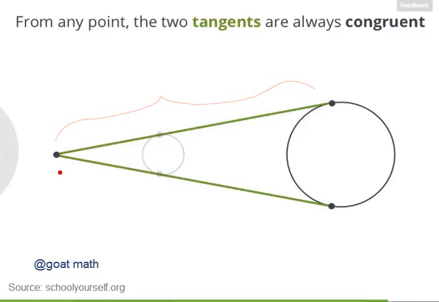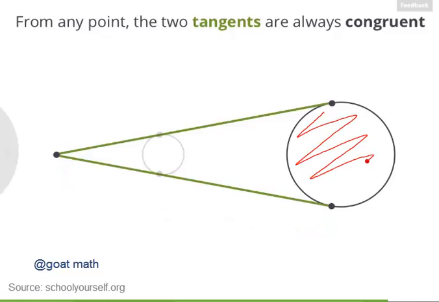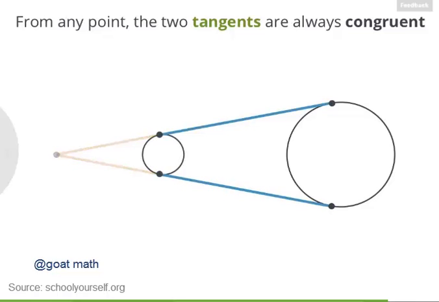And if we look at these longer segments, they're both tangents from this point to the larger circle, so they must also have the same length. And that means these 2 segments must have the same length, since they're both equal to the long tangent minus the short tangent. There are plenty of facts you can prove about tangents and circles. See what else you can discover.